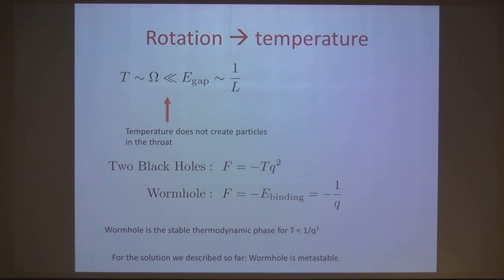Now, at this temperature, we have another possible configuration, which is two separate black holes that are not connected. And those would have more entropy, because we will have the extremal entropy of each of the two black holes. On the other hand, in the connected solution, we have less energy, because it has a small binding energy, but it's relatively small, so we have large entropy versus a small binding energy. And the wormhole is the stable thermodynamic phase when the temperature is very tiny, but for the solution we described so far, the wormhole is only metastable, it's not the more thermodynamically stable solution.